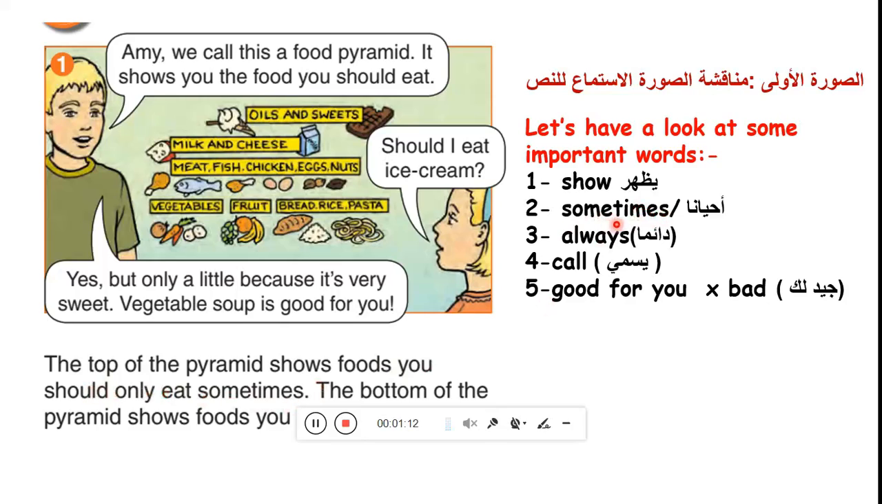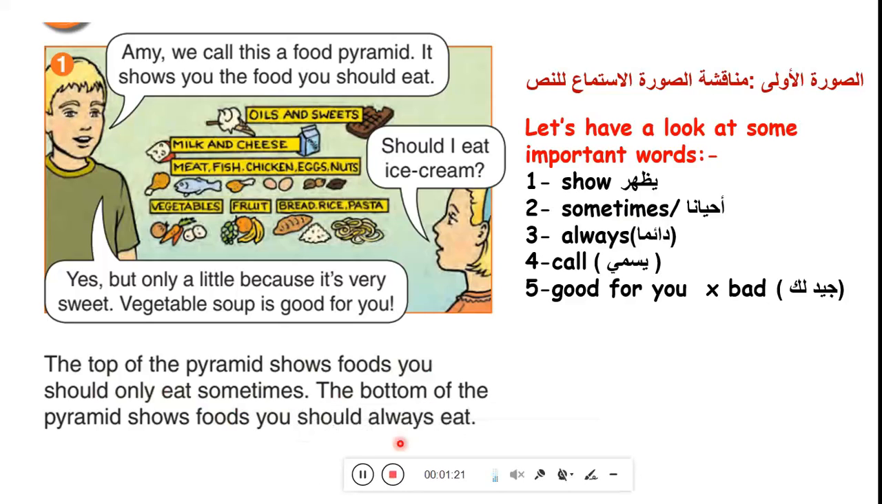Sometimes, not always. Sometimes means أحيانا. Always means دائما. You should always eat. Call. We call this a food pyramid.